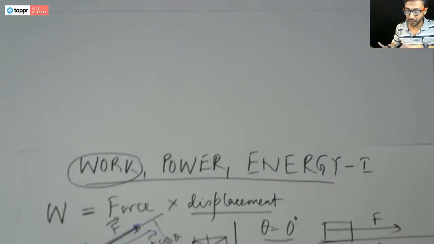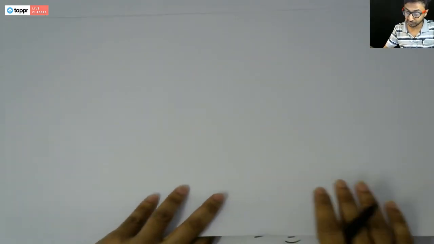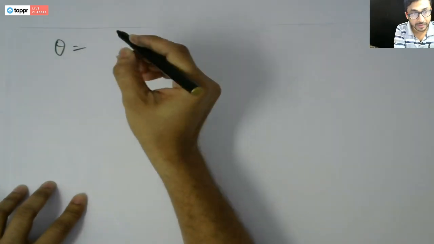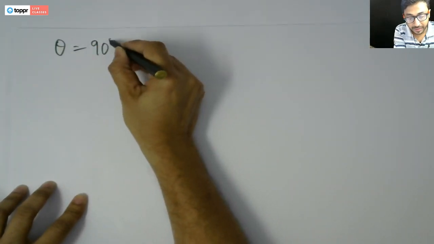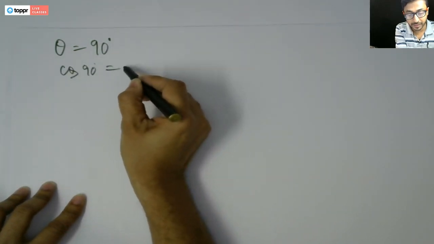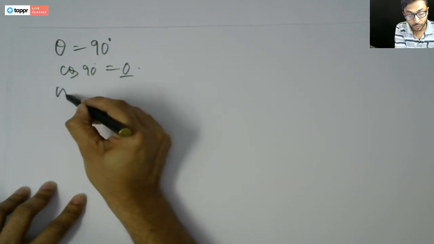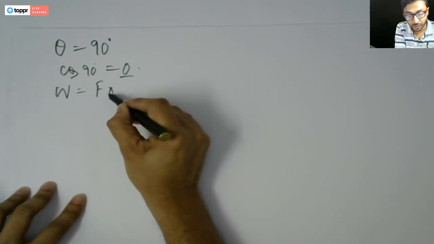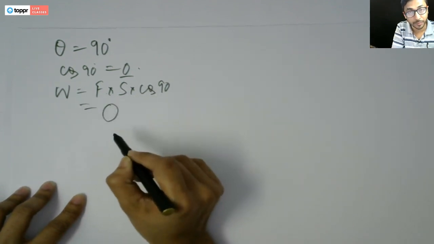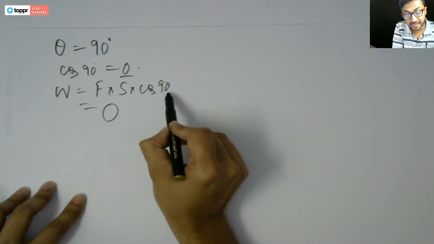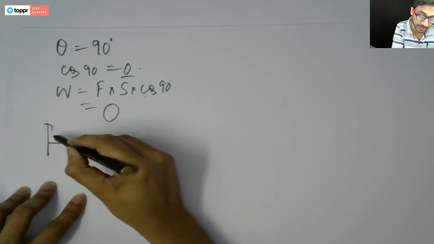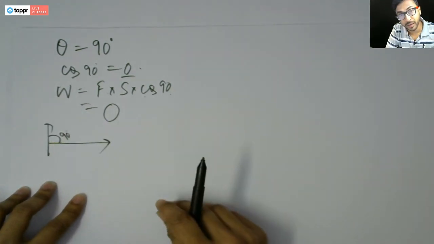Okay. Now we come to the third part. Theta is 90 degree. Now you definitely know that cos of 90 equal to 0. So what will be the work? Work is also F into S into cos of 90, that is 0. Now when it is 90, it means the force and the displacement, they are perpendicular to one another.